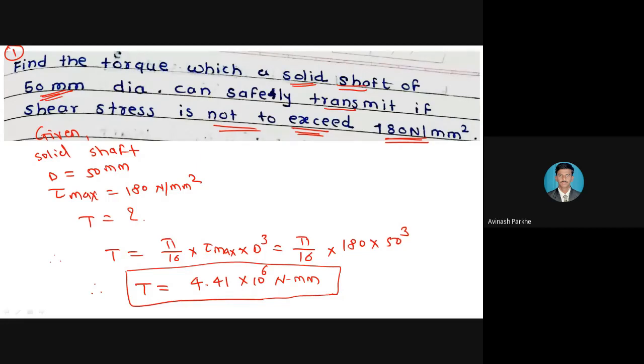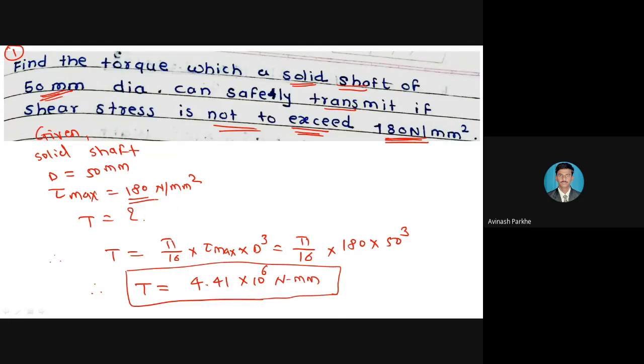Diameter is given. Shear stress is given. But for giving the shear stress, they have mentioned one word, not to exceed. Not to exceed means it represents the maximum limit of that particular shaft. That means that shaft can sustain the stress up to 180 Newton per mm square only. Therefore, tau max is equal to 180. And as the type of shaft is mentioned as a solid shaft, we have the direct formula for T. Therefore, we have calculated capital T is equal to 4.41 into 10 raised to 6 Newton mm.